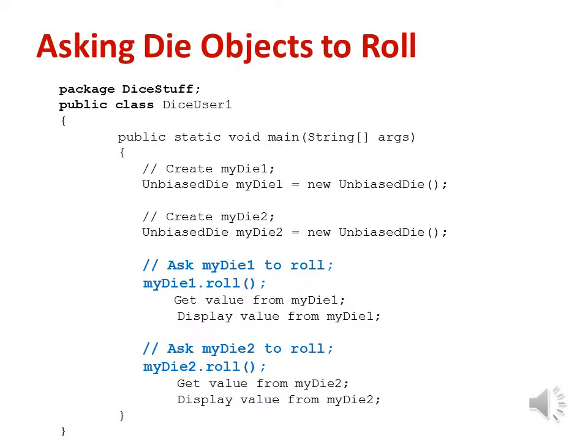Next, we refine the step about asking the die objects to roll. To do this, we have to send the message roll to objects MyDie1 and MyDie2. These steps are refined in Java as MyDie1.roll and MyDie2.roll. These two statements generate the requisite random number between 1 and 6 and assign the value to the attribute value encapsulated in the objects MyDie1 and MyDie2.